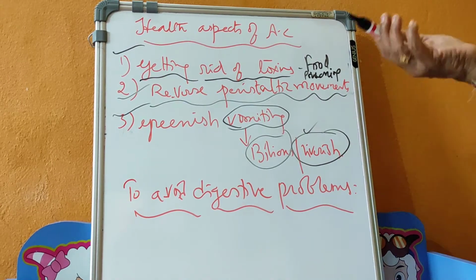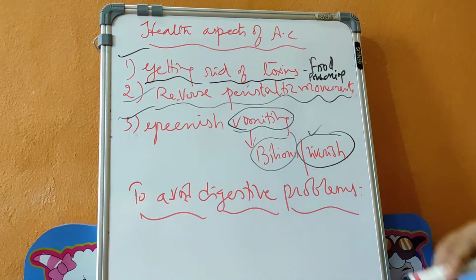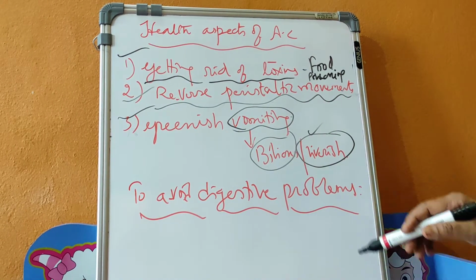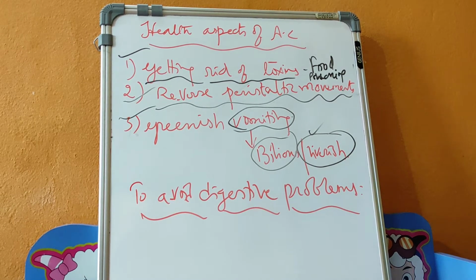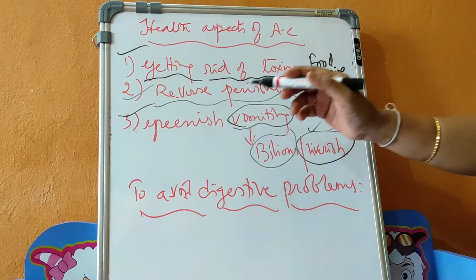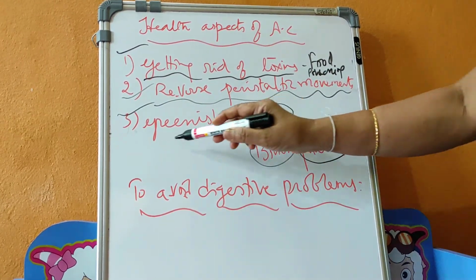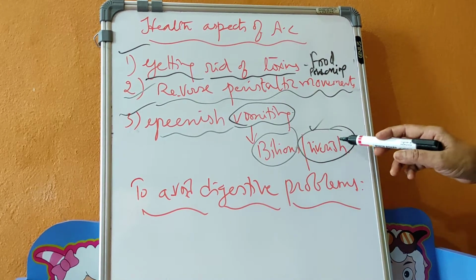Instead of getting digested, it is expelled out in the form of greenish vomiting. This we call bilious or liverish. By the word itself we can say that liverish means when the liver is not functioning properly, the food goes out in the form of greenish, bile color. So this is called liverish.